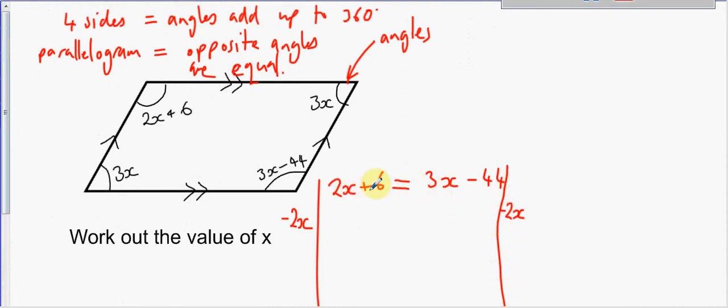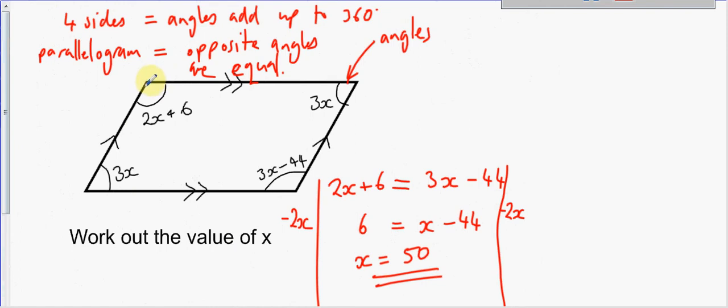Okay, so that's going to be leaving me with the normal positive 6, and over here I'm going to have a single x minus a 44. And you should hopefully be able to do that in your head. 6 equals something minus 44, well that something has got to be 50, hasn't it? And there's my answer. Now, obviously you could do it the other way. Probably going to be a little bit more work, because you've got to add up all the angles, but that's the basic idea.